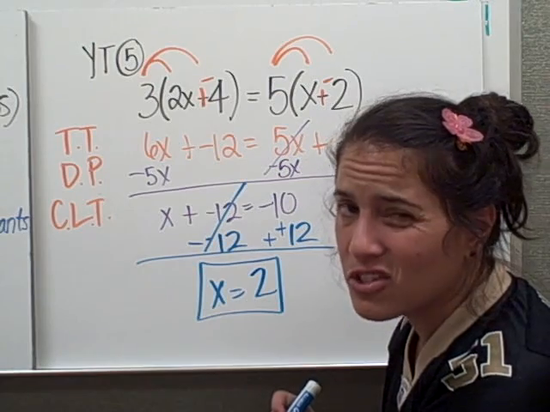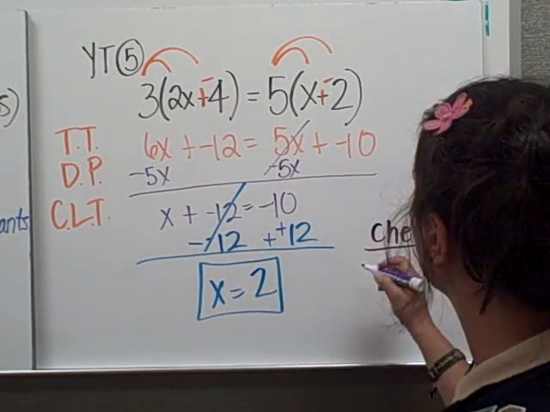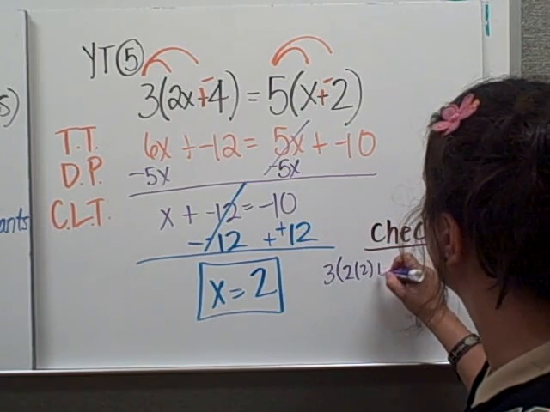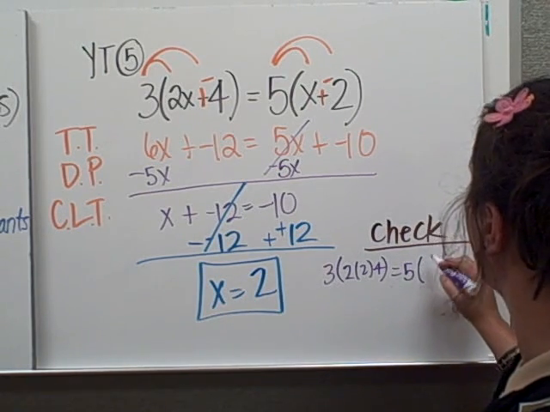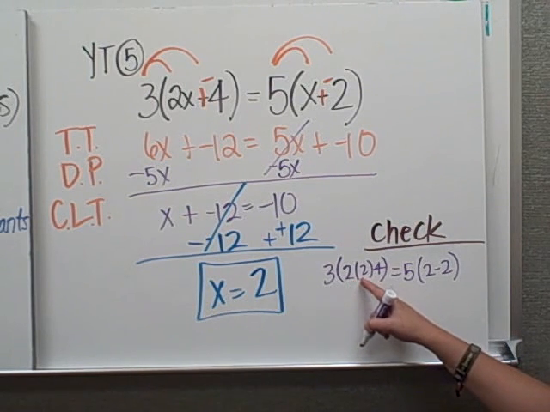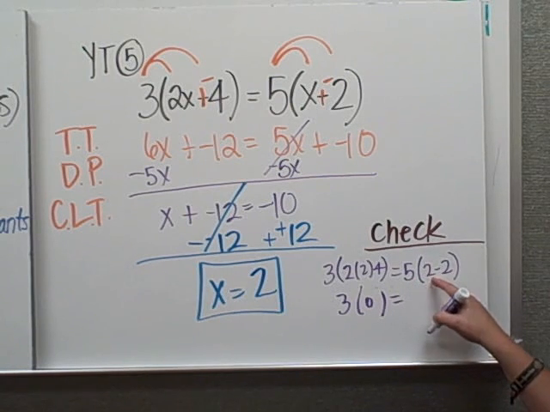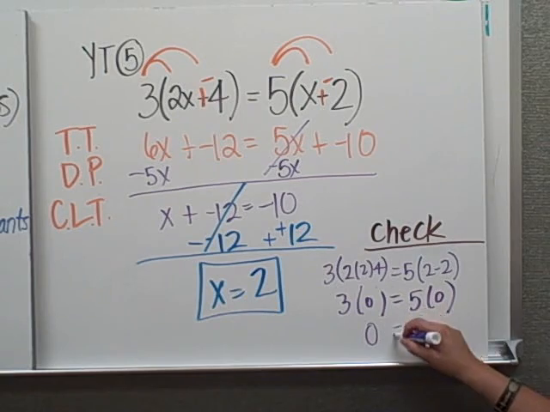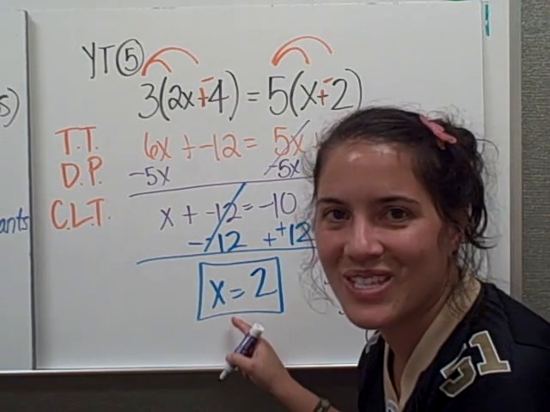I think that's my solution, but let's double check just to make sure. I go back into my original equation, 2 times 2 minus 4 equals 5, 2 minus 2. 2 times 2 is 4, minus 4 is 0, and then 2 minus 2 is 0. 3 times 0 is 0, 5 times 0 is 0. And 0 equals 0. So that means x equals 2 is the correct answer.